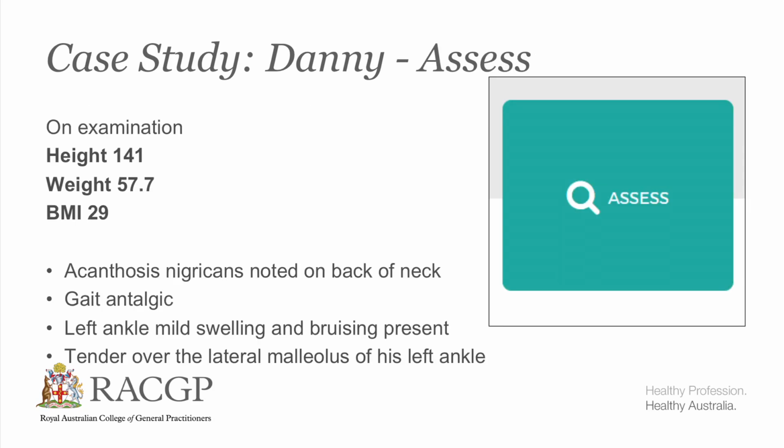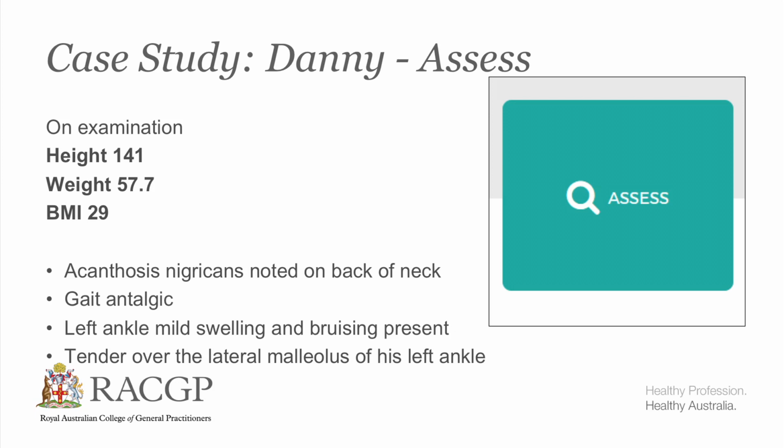So next, following the 4A's approach, we would like to assess him, same as we did for Isaac. So we've got his height, weight, and calculated BMI there. We also note, as we examine him for his presenting issue, he's got an antalgic gait, some left ankle swelling, and he's tender over the lateral malleolus. But importantly, we do note that there's some signs of acanthosis nigricans around his neck.